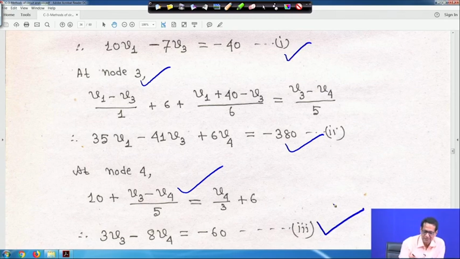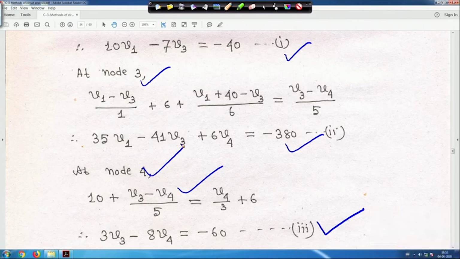So at node 3 you will apply and at node 4 you will apply KCL. I am not writing further. I hope you have understood everything, and please do it. Because so many examples of similar types, and different ways of taking them, have been explained. This is the way you can take it.